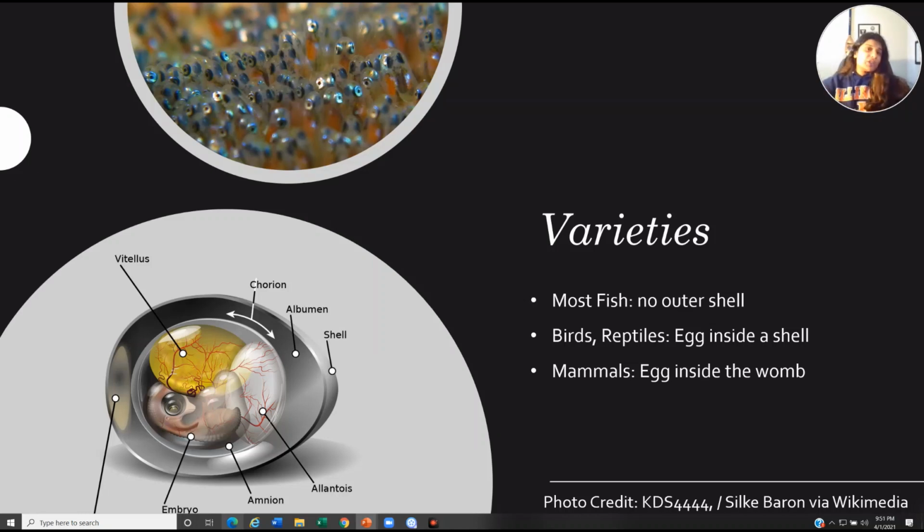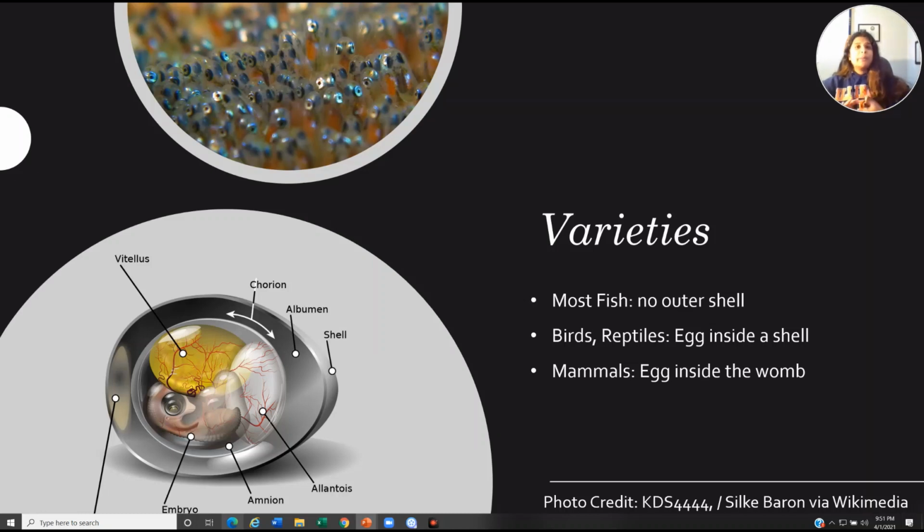But for mammals, there is no outer shell for the eggs because, again, the egg is inside the body and then the sperm goes inside the body of the mother, the womb. And inside there is when the entire child is developed mostly. So again, a shell is not required.